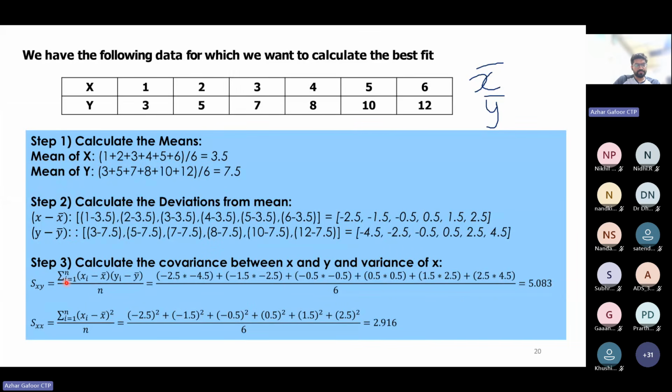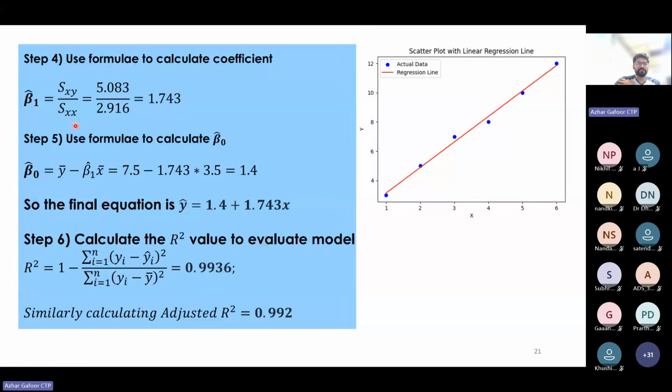Then we have to make the summation, so let's say minus 2.5 into minus 4.5 plus minus 1.5 into minus 2.5 and so on. Then divided by the total number. So we get Sxy and Sxx. Now beta one will be given by Sxy divided by Sxx. And we can use the formula to find beta naught, which is y bar minus beta 1 x bar. So here we have the numbers, so this is our final equation.